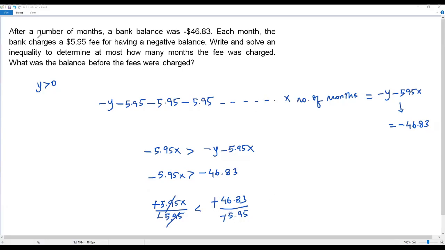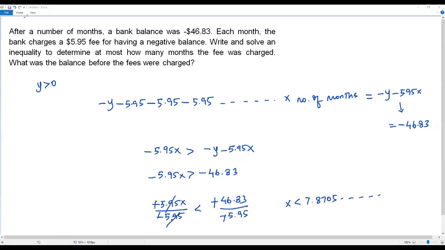Now what I have to do is divide 46.83 by 5.95. Let me divide it. In that case, I'm getting x less than 7.8705, and it keeps going.